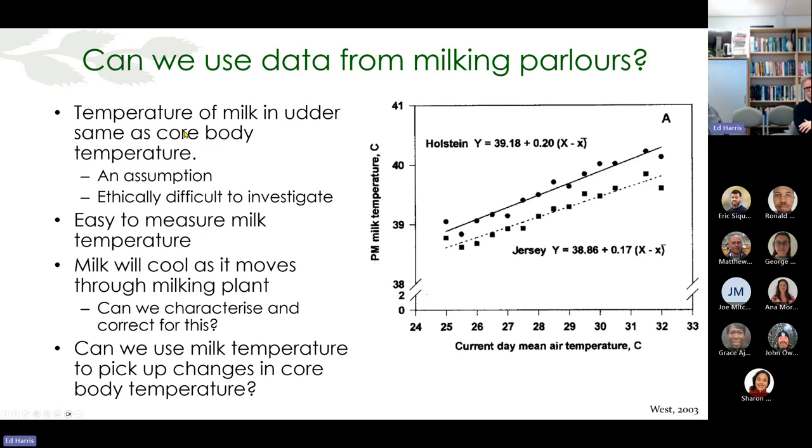Okay, so heat stress is core body temperature going up. I'm not going to repeat the experiment. I don't think anyone would, but the temperature of milk is really the same as the core body temperature. For understandable ethical reasons, it's a very old experiment because it's very, very invasive. Milk temperature is very easy to measure. It's everywhere. It's flowing around. And we can measure it. But logically, the further away from the cow we measure the milk temperature, it's going to cool down. So can we capture that? Can we characterize that? So really my question then is, can we use milk temperature to pick up changes in core body temperature and therefore how much heat stress the cow is suffering?